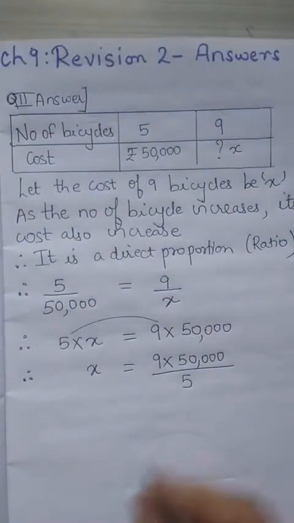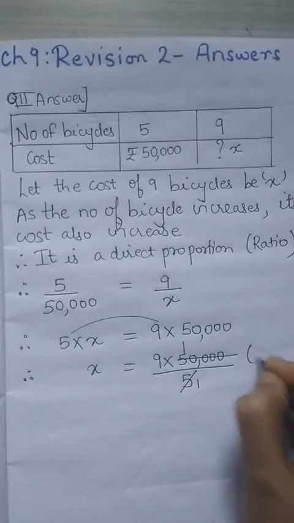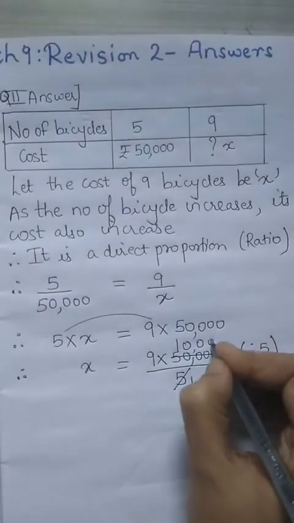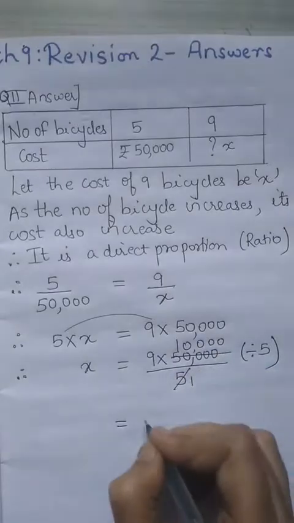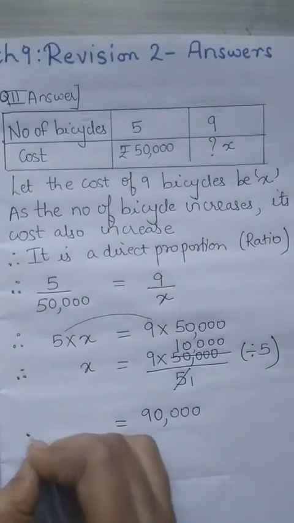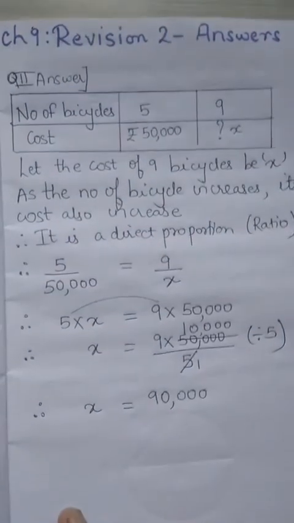Okay. Now, you know 5 ones are 5. What am I doing? I am dividing the number by 5. 5 ones are 5 and 0, 0, 0, zeros are left. So, 9 into 10,000 will give you 90,000. Okay. So, you will write x. X is equal to 90,000.